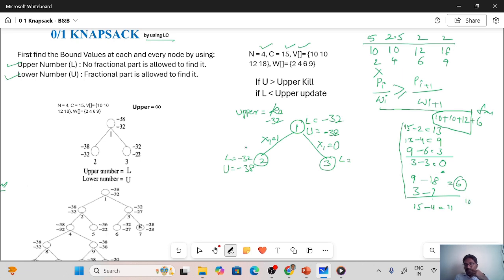What is the profit? Second item profit, sorry, 10. Now free space is 11. What is the third item weight? 6. 11 minus 6, 5. What is the third item profit? 12. What about the fourth item weight? Free space is 5 and 9, but unable to place. That is without fractional. Without fractional, what is the value we are getting? 10 plus 12, 22. So minus 22. U value is nothing but with fraction. So what is the free space? 5. So 5 minus 5 only. Nothing but 8 by 9 is the 2. 5 into 2, 10. 10 plus 22, 32. So that is minus 32.